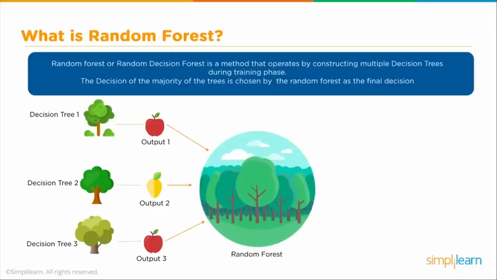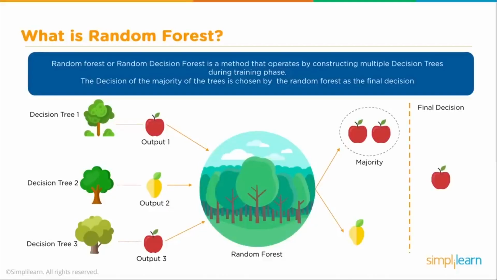And then this all comes together in what they call the random forest. This random forest then looks at it and says, okay, I got 2 votes for apple, 1 vote for lemon. The majority is apples, so the final decision is apples.